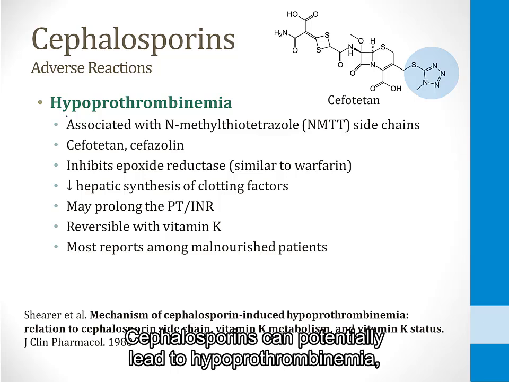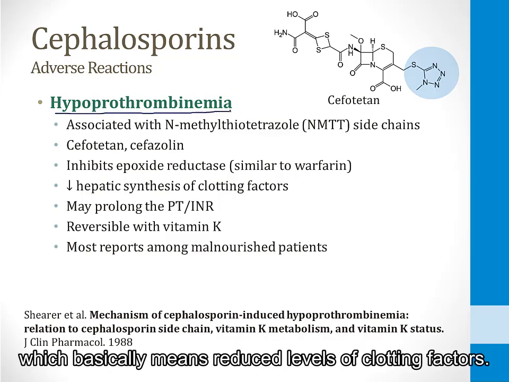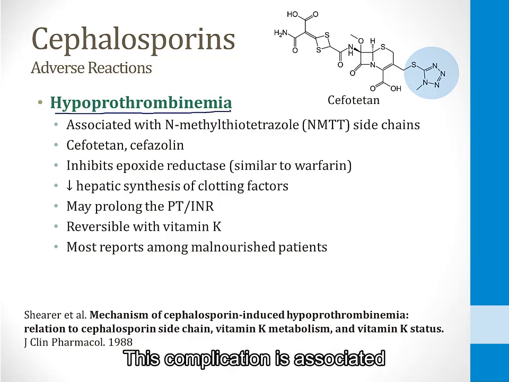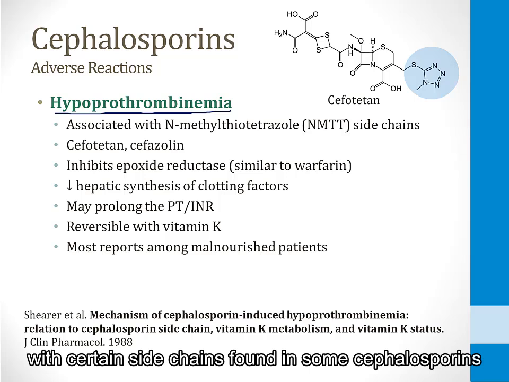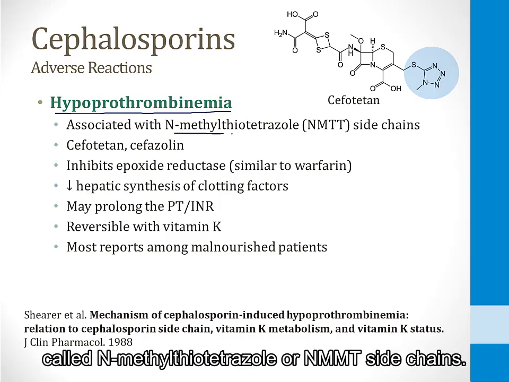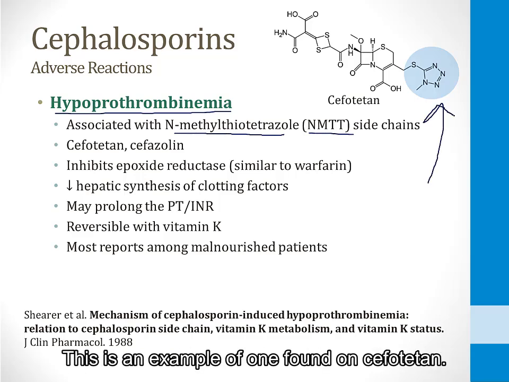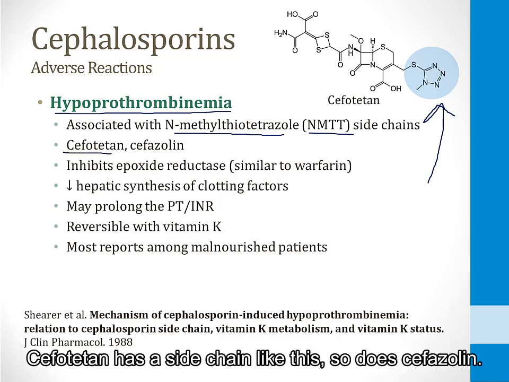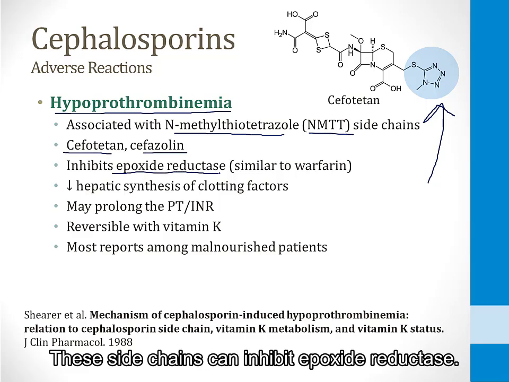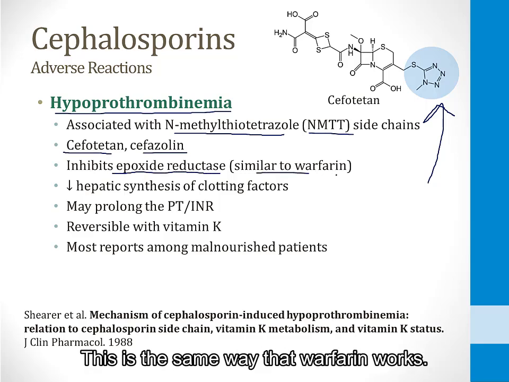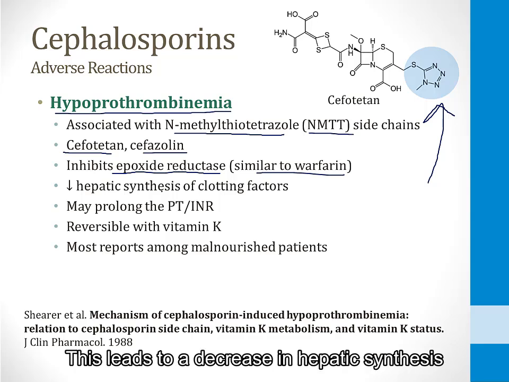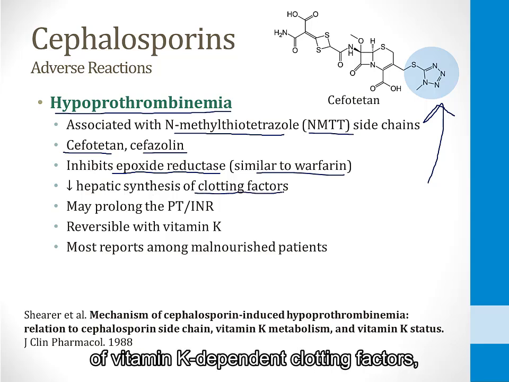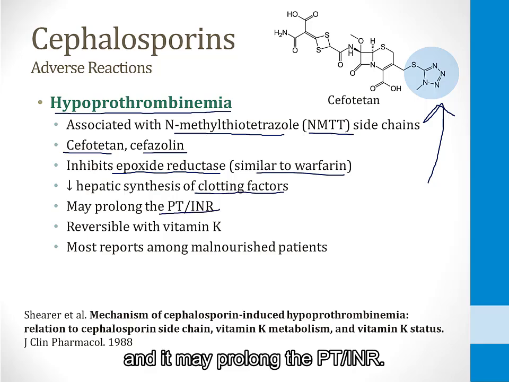Cephalosporins can potentially lead to hypoprothrombinemia, which basically means reduced levels of clotting factors. This complication is associated with certain side chains found on some cephalosporins called N-methylthiotetrazole or NMTT side chains. This is an example of one found on cefotetan. Cefotetan has a side chain like this, so does cefazolin. These side chains can inhibit epoxide reductase. This is the same way that warfarin works. This leads to a decrease in hepatic synthesis of vitamin K-dependent clotting factors, and it may prolong the PT-INR.